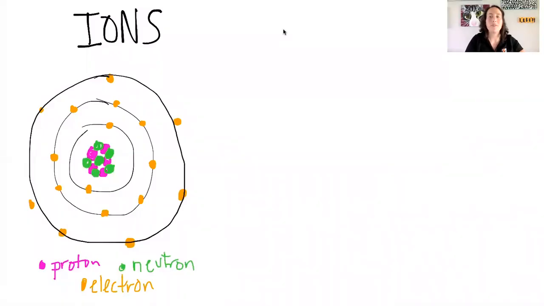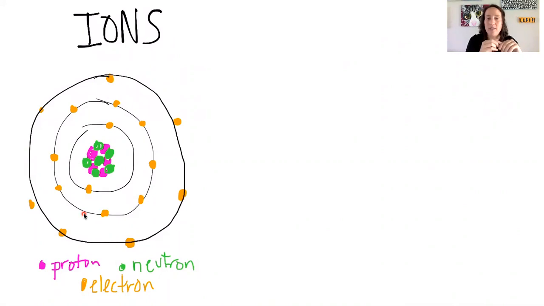With this video, I'm going to explain what ions are. So when we talk about elements, we know that elements have three subatomic particles. They have electrons, protons, and neutrons. Those protons and neutrons are found in the center of the atom at the nucleus, and the electrons live and run around in a cloud outside of the nucleus.